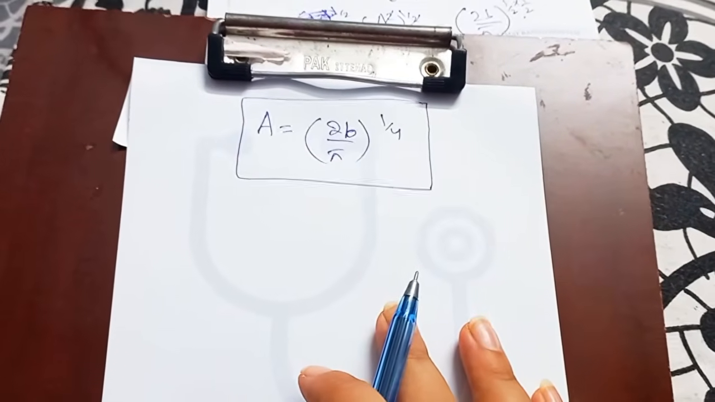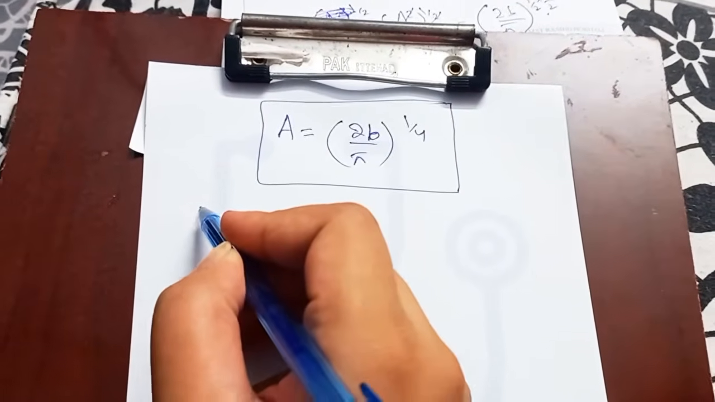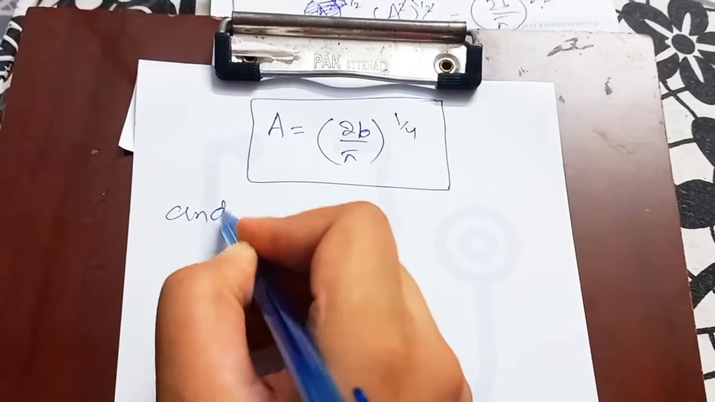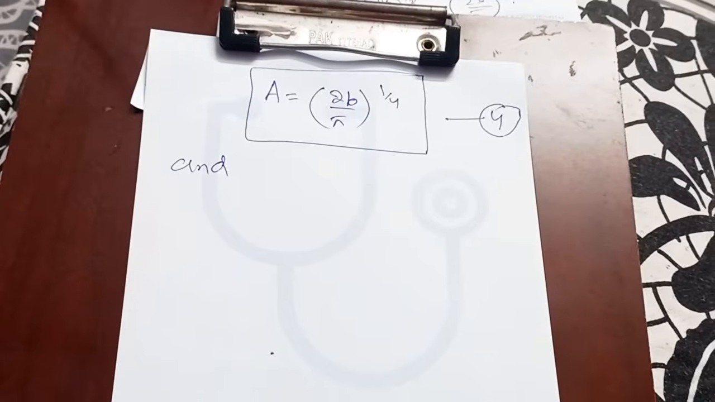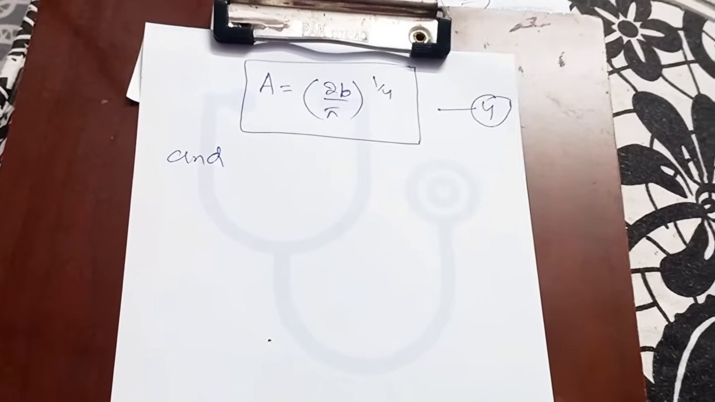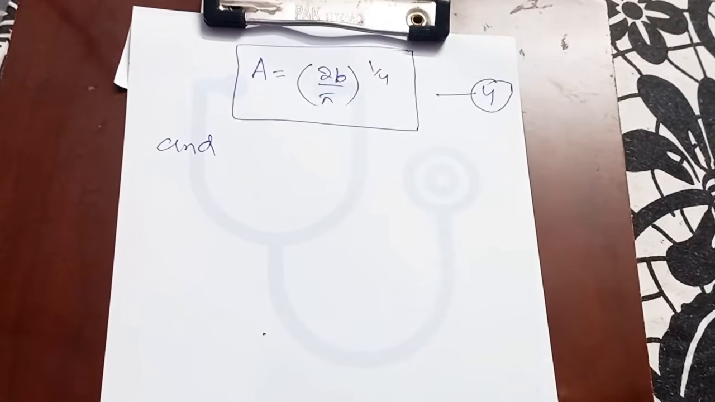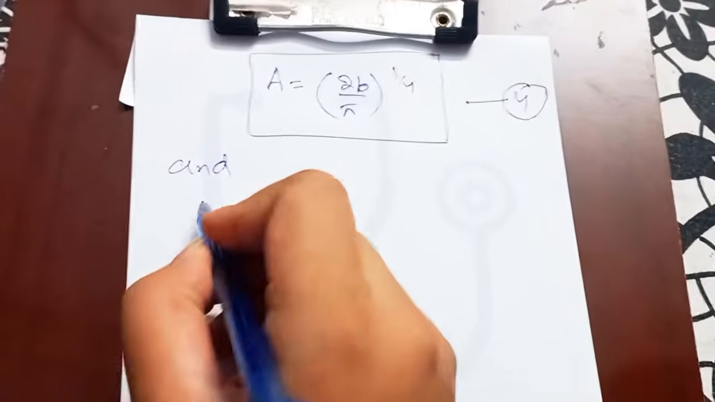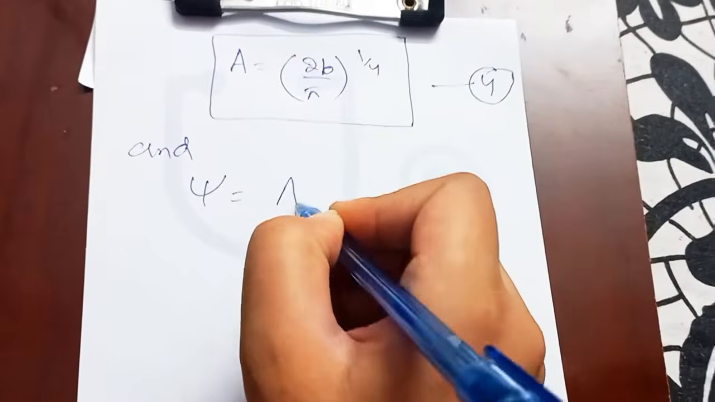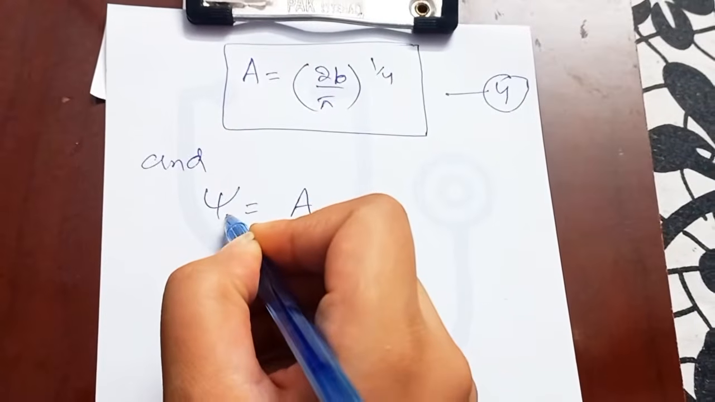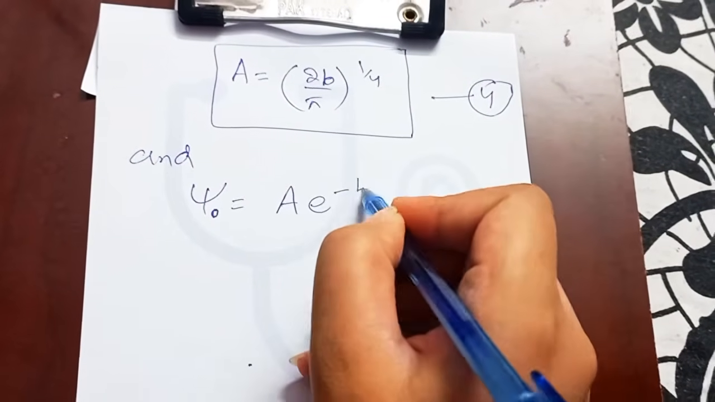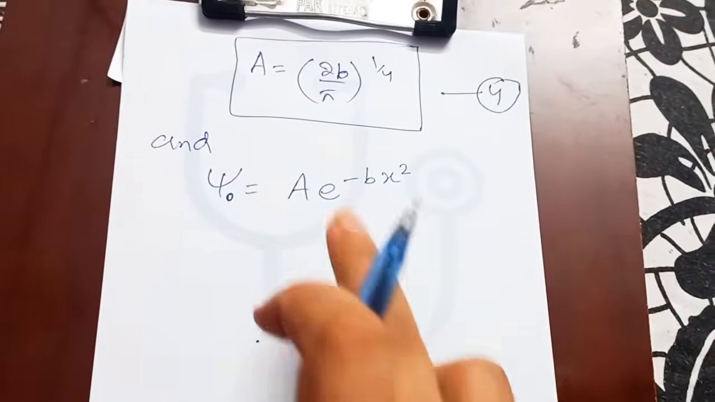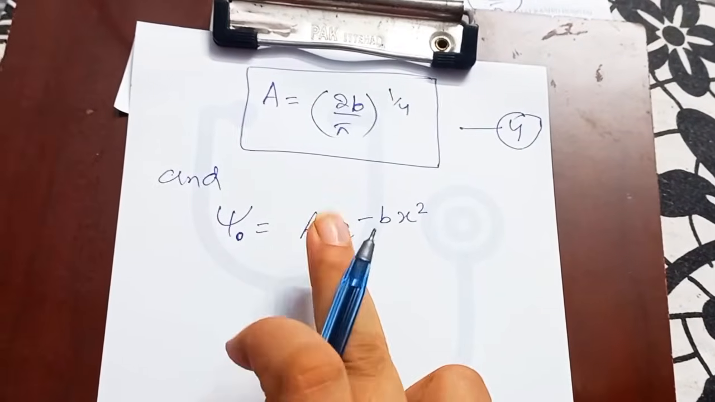Now let's continue with the psi function that we had, and we'll not put its value right now because we'll put it at the end of the problem. When all of the things are simplified, we had psi equals a. Since it's the ground state, I'm using 0 here. a e to the power minus b x squared. Now we know the value of a here.